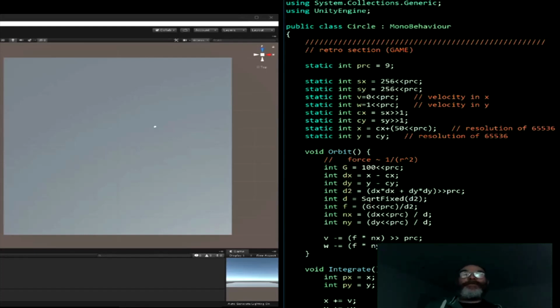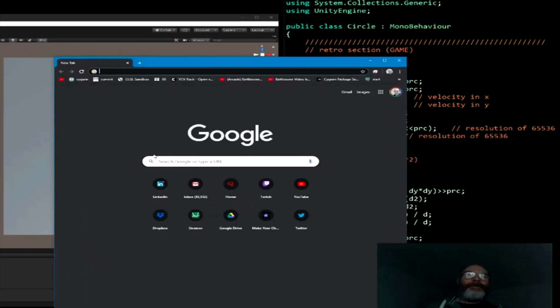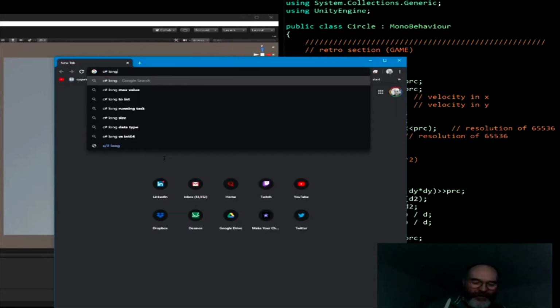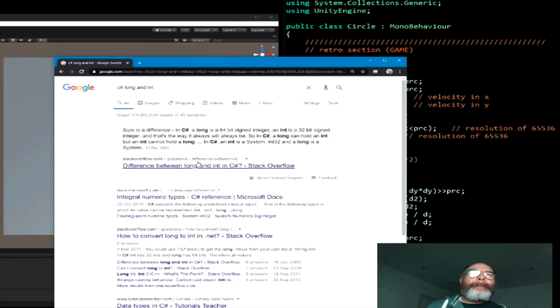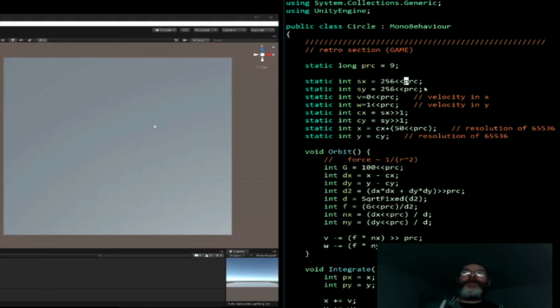Anyway, to get back to the topic in hand, precision. So I think I'm going out of range, which is fine. So the last thing I'm going to try here is the age-old simple thing of cheating. So let's use longs instead of ints. I don't know if it's a long. Actually, I need to check. Is there any difference between a long and an int? C#, long, and int. Yeah. Okay. It is a long.